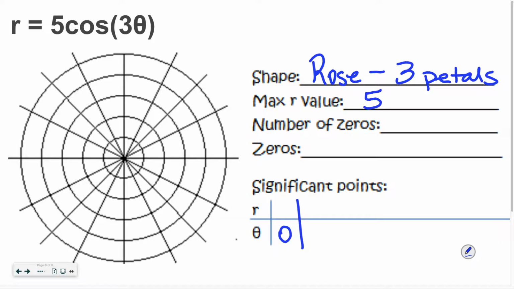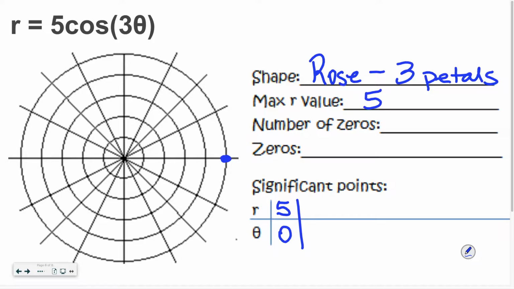You will always put 0 in for theta. What happens when we put 0 in for theta? We have 5 cosine of 0, which would be what? 5. So I know that at 0, we're at 1, 2, 3, 4, 5. And from here, we can draw our curve.